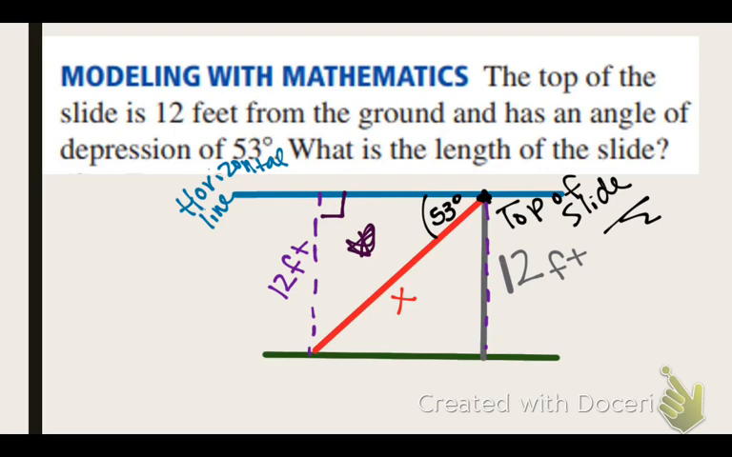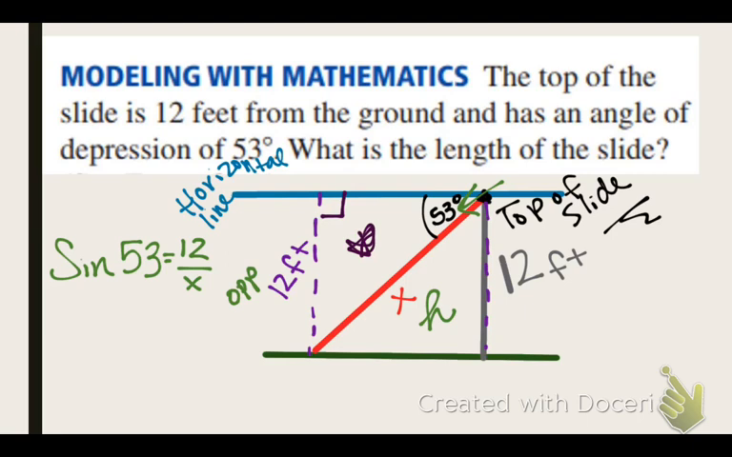So now is when you use SOHCAHTOA. From 53 degrees, what kind of side is 12? Opposite. And then what kind of side is X? Hypotenuse. So what trig function are we going to use? Sine. From what angle? 53. Sine of 53 equals the opposite, which is 12, over the hypotenuse, which is X.